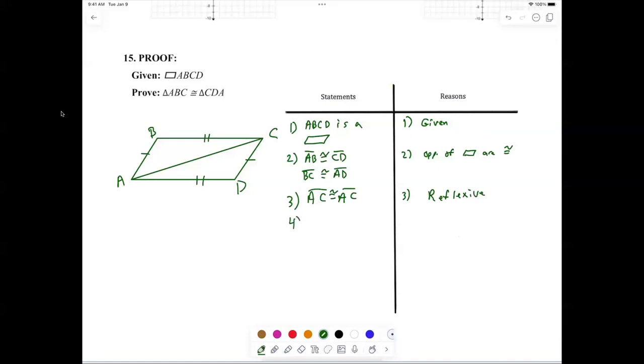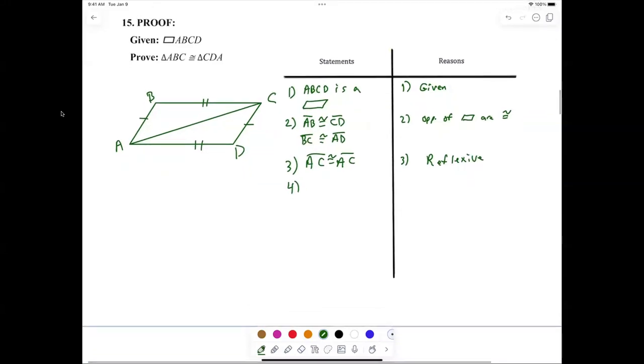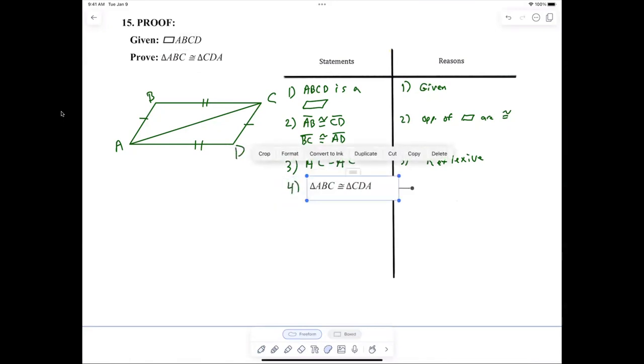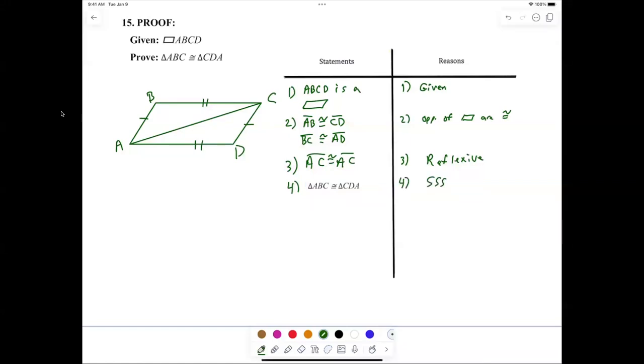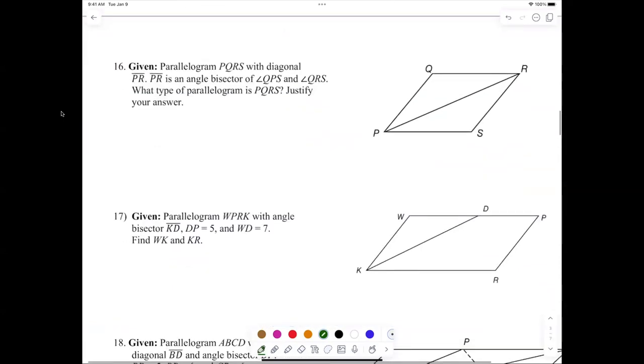And then for step number 4, we can say triangle ABC is congruent to triangle CDA, for sides. Easy, easy, easy. All right, let's get to something a little bit harder.